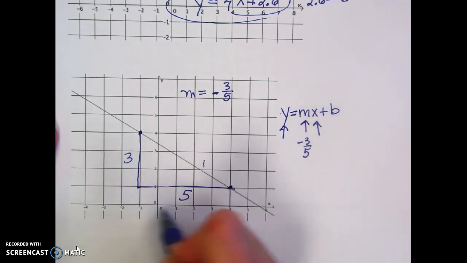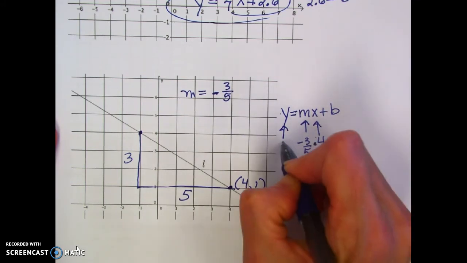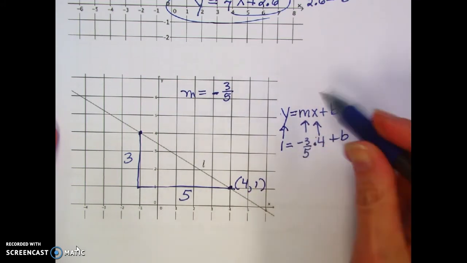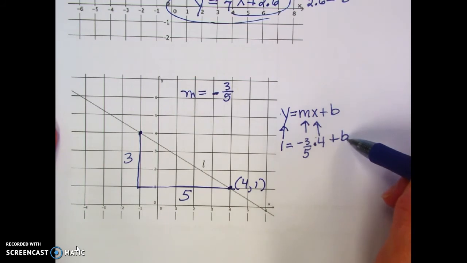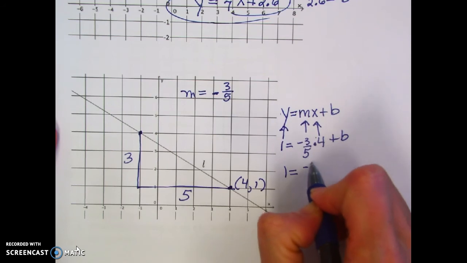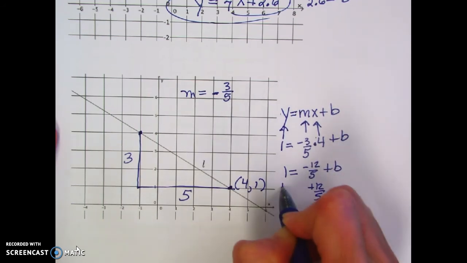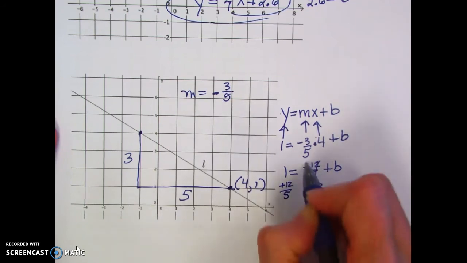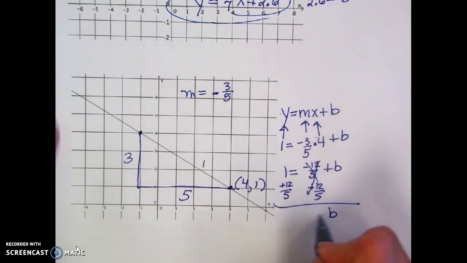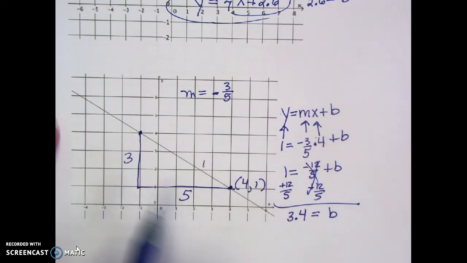So I'm going to use this point. It looks like 4, 1. So x is 4, y is 1. Bring my equal sign down there. I bring my plus b down over here. And now I just do the math. Simplify this, gives me negative 12/5. Means I need to add 12/5 on both sides of the equal sign here. And b will equal 3.4. So it appears that it's crossing between the 3 and the 4. So 3.4 sounds like a reasonable b value.